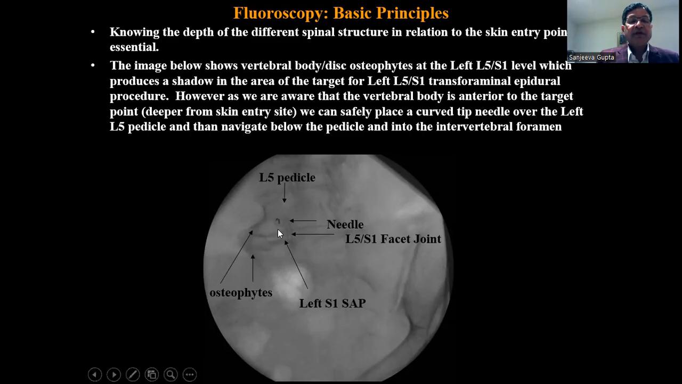So the reason I was confident is that I know the anatomy, in the sense that the disc osteophytes that are present here at the L5-S1 level are much more anterior to my target area. So I can hit the bone, the pedicle here, and then go into the foramina, and only then am I going to encounter these osteophytes. So if you know the depth of each structure visible on the X-ray, you can easily know what's going to come in your way and plan your procedure. Likewise, I will discuss later how the iliac crest can come in your way when performing procedures.